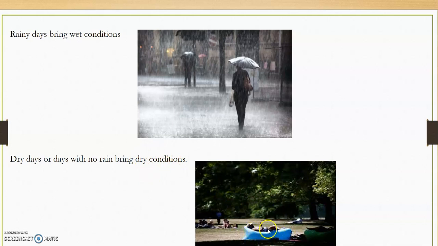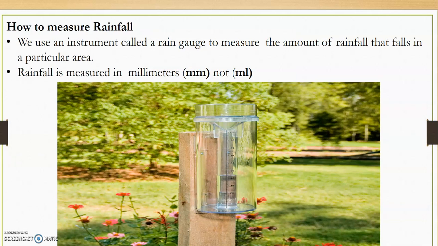Look at this guy here. He's enjoying himself in the sun and he's reading a book. This woman is miserable. She's carrying an umbrella because the conditions are wet. So rainfall brings wet conditions. And if we have no rain, we have dry conditions. All right. So how do we measure this rain?